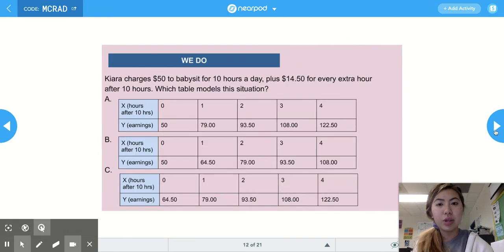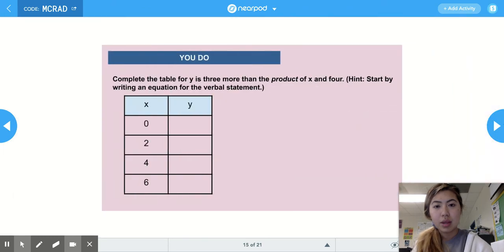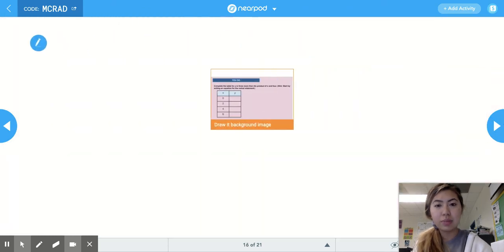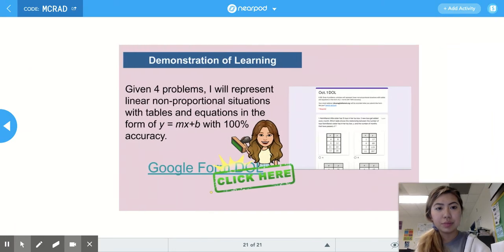There is a similar we do problem, and then some you do problems. If you want the solutions to these we do's and you do's, I'm going to include the link to the solutions PowerPoint in the description.